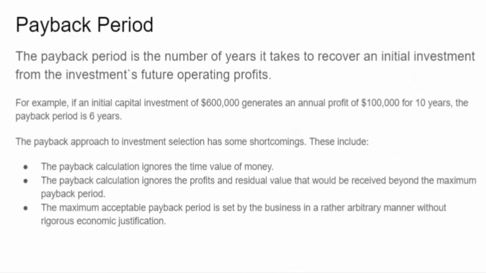And again, we're going to ignore the time value of money for these. So $600,000, $100,000 a year. In 6 years, it would crest to $600,000. The payback approach for investment selection has some shortcomings. Payback calculation ignores time value of money. Again, it's for the purposes of decision making more than anything, so that's the rationale. The payback calculation ignores profit and residual value, and the maximum acceptable payback period is set by the business in a rather arbitrary manner.